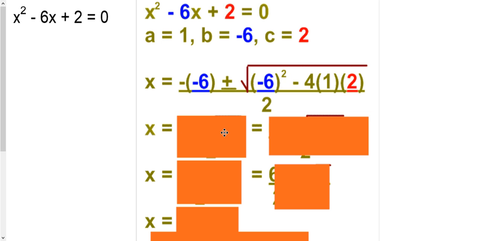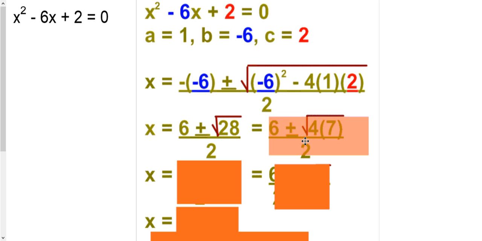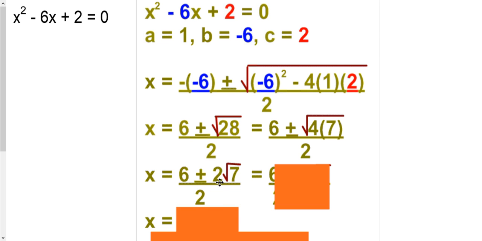This one here, solve this by using the quadratic formula. Identify a, b, and c, plug it into your quadratic formula, simplify it down. Oh, the square root of 28. That simplifies because that's a 4 times a 7. Oh, so we get 6 plus or minus 2 root 7 all over 2.